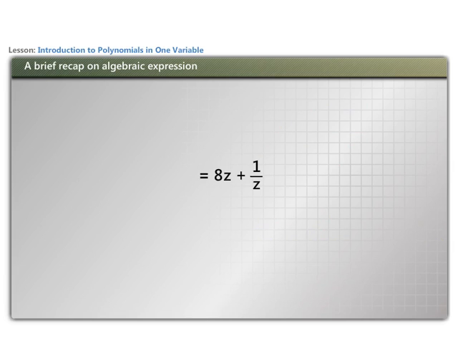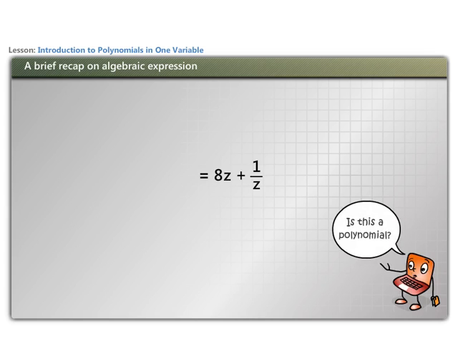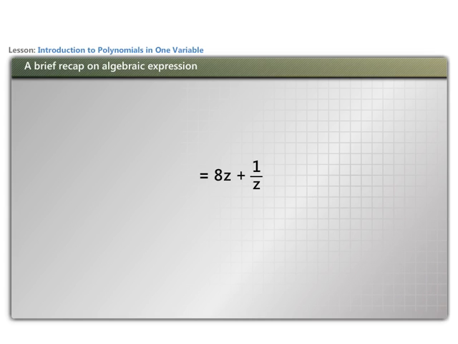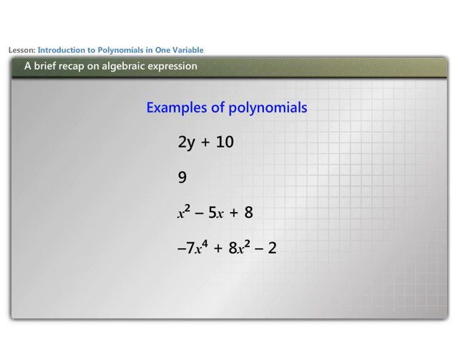Take a look at this expression, 8z plus 1 by z. Is this a polynomial? No. This is not a polynomial as the second term has a negative exponent. Let us see some more examples of polynomials.